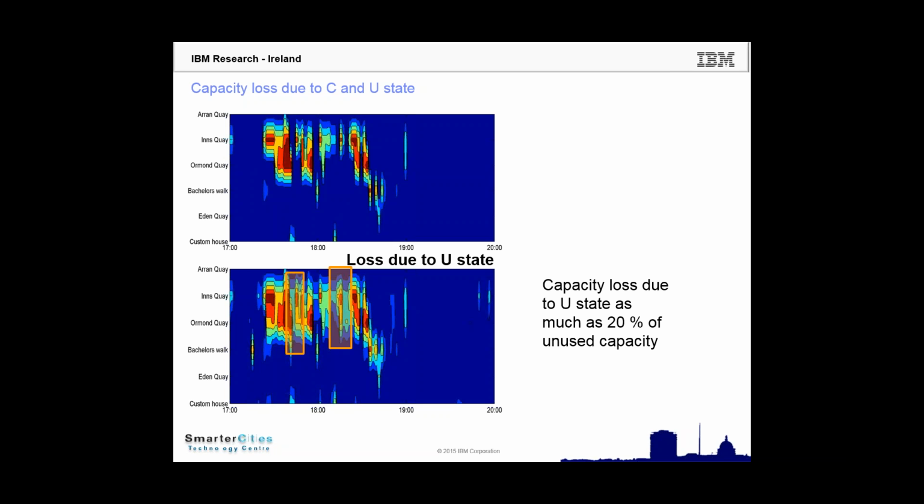As you can see, the ability of the model that we have developed to recognize the U state as well as a congestion or problematic state is pretty useful, because we can take into account a capacity loss that otherwise would be undetected, that is as much as 20% of the unused capacity. So the ability to identify the U state is quite important in this sense.